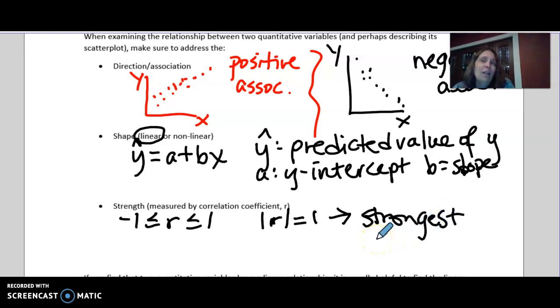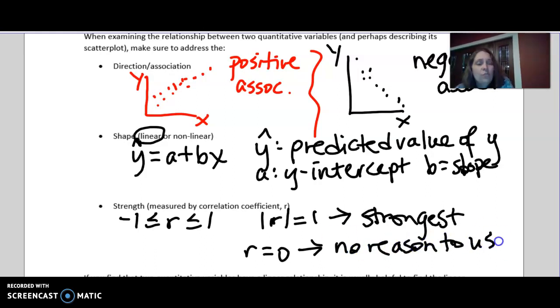It's probably not going to happen in real life. It's probably only possible if I were to make up an example and it would be perfect. It's just not that realistic. But if R is in the 0.9 something, that's really, really strong. R equals 0 basically means that there is no reason to use X to predict Y. There is no correlation whatsoever, so you may as well just throw a dart at the board and make a guess. But the stronger your relationship, the better fit you have, the better job you can do using X to make a prediction of where Y is based on the rest of the pattern, because everything fits so nicely.